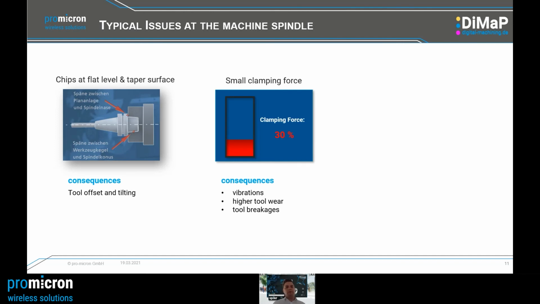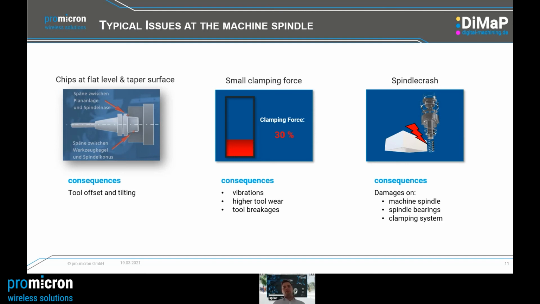Another problem is that if the clamping force of the tool holder in the spindle is too low, it also leads to vibrations, higher tool wear, or even tool breakage. The process is unstable. The last point, which is also very common, is the spindle crash. The consequences are you damage the spindle, you damage the bearings, you damage your clamping, high machine downtime, and high costs because you broke your machining concept.